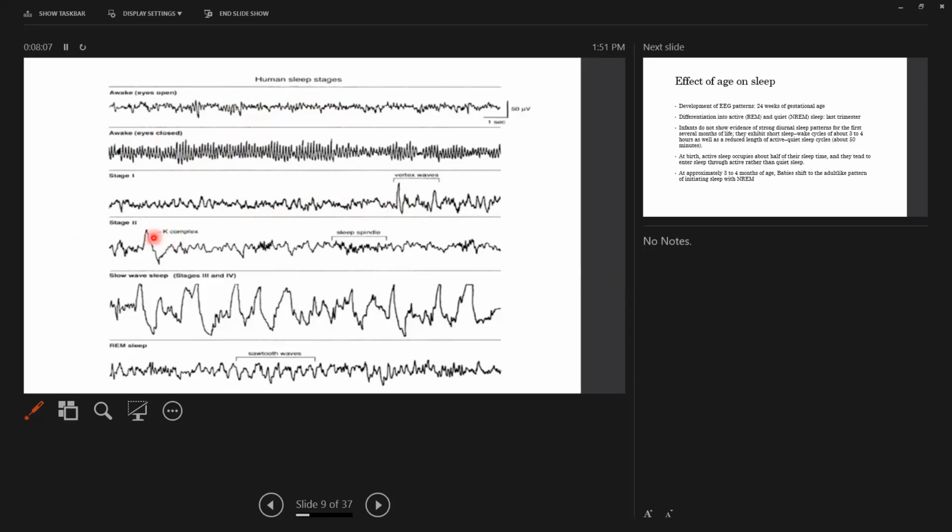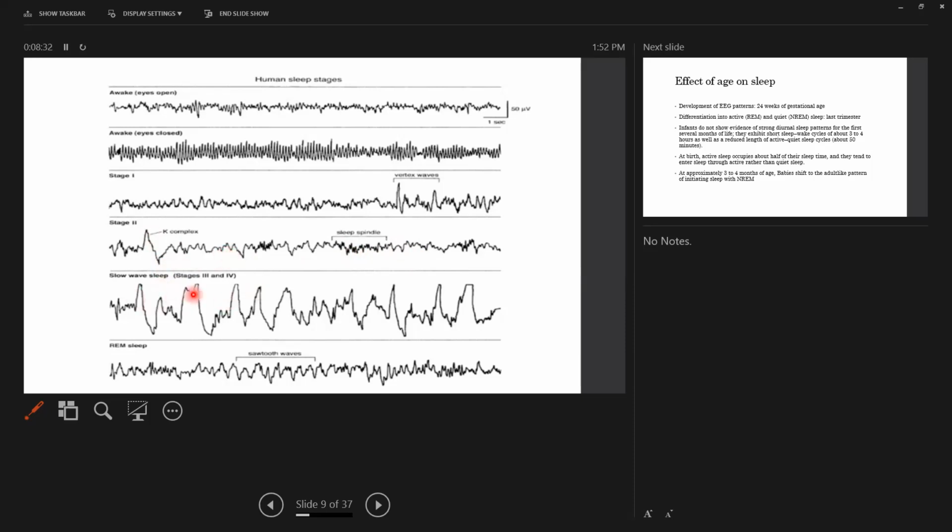Then in stage 2, we can see we have a sleep spindle here. These are bursts of frequency, around 12 to 14 hertz. And then we have K complexes. K complexes are a sharp negative wave followed by a slow positive wave. Now these sleep spindles and K complexes on the EEG, they basically refer to memory consolidation.